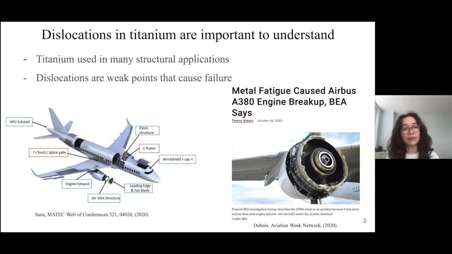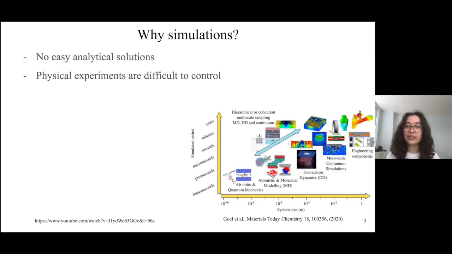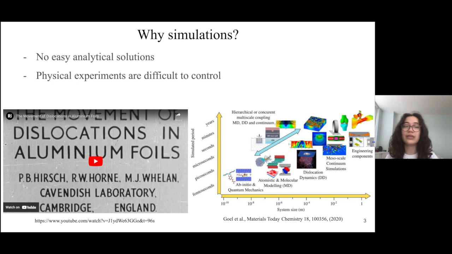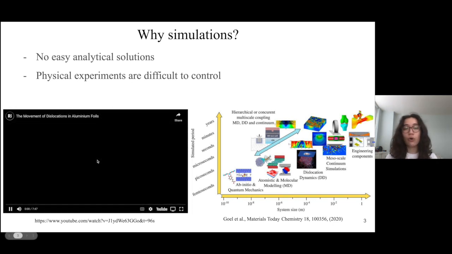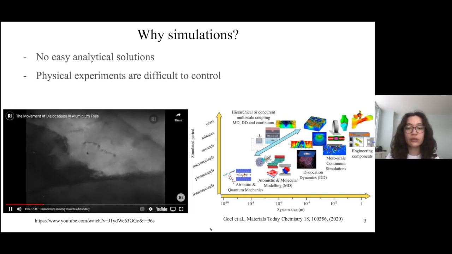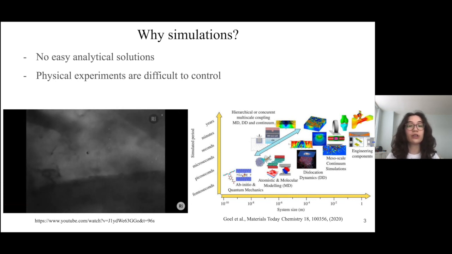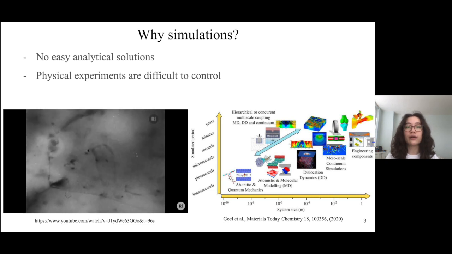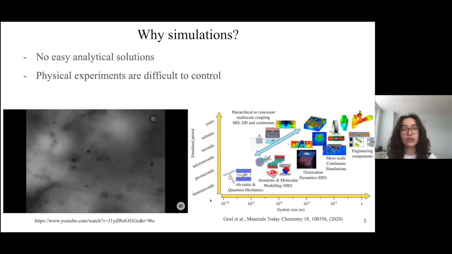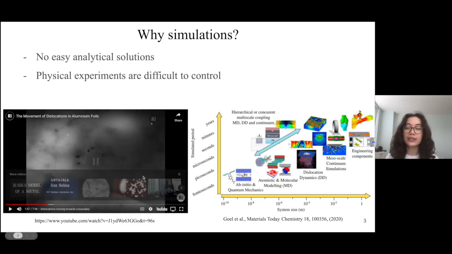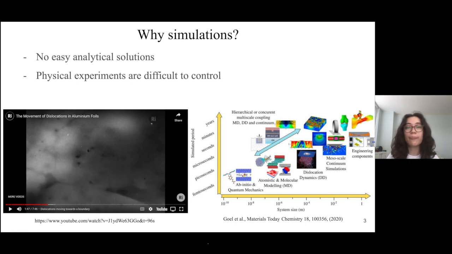We are using simulations for this. So why simulations? There are no easy analytical solutions to most problems, and physical experiments are extremely difficult to control. This is a video of dislocations moving through a material. As you can see, they move very quickly. Once they get going, they disappear pretty quickly. And not only are you looking at something very small, but it's also occurring in a very short amount of time. So that's a very small window of observation, and simulations are much easier to control and study the results of.